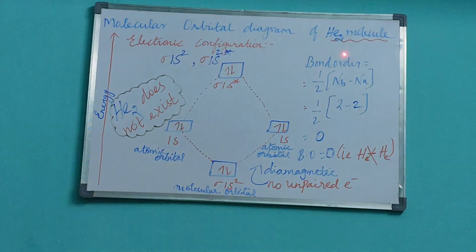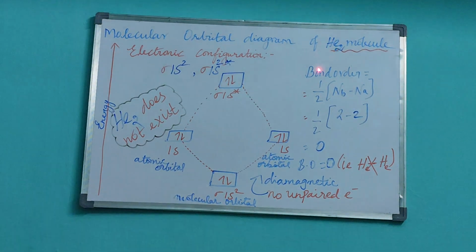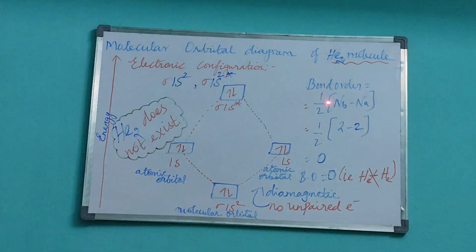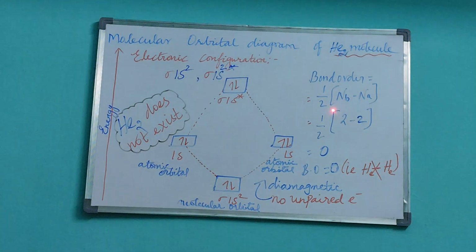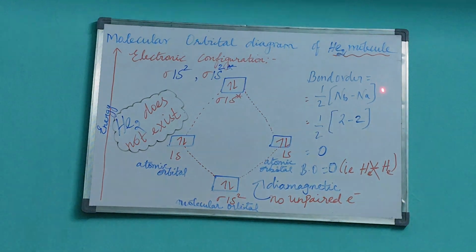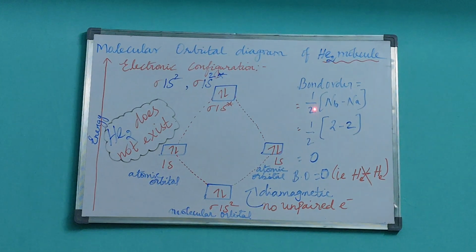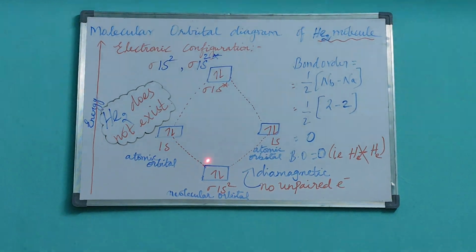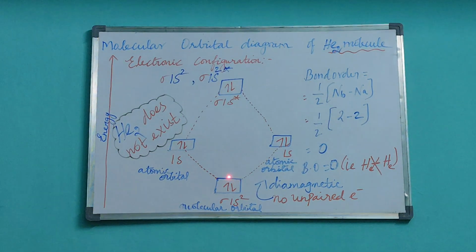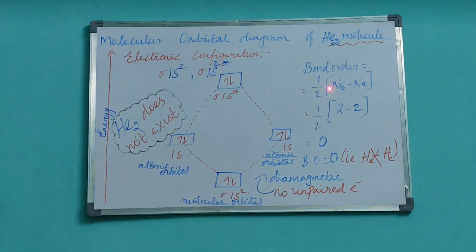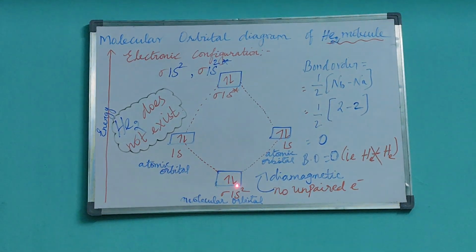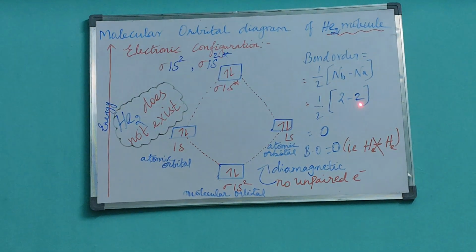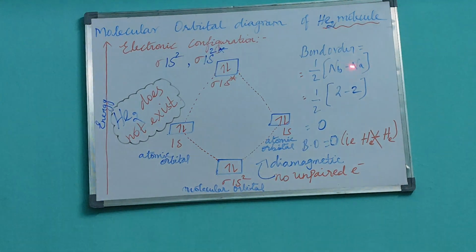Now coming back to the bond order, we have to calculate the bond order of this helium molecule. The way to calculate bond order is, we have a formula, that is 1 by 2 of the difference between the number of bonding electrons minus the number of anti-bonding electrons. So substituting the value, we get 1 by 2 into the number of bonding molecular orbital electrons. As I said earlier, the electrons which are present in the lower orbital are called bonding molecular orbital electrons. So the number of bonding molecular orbital electrons is 2. If you see here, there are 2 electrons in the bonding molecular orbital. So substitute 2 in Nb minus the number of anti-bonding molecular electrons.